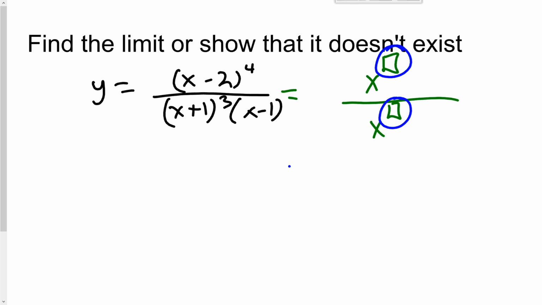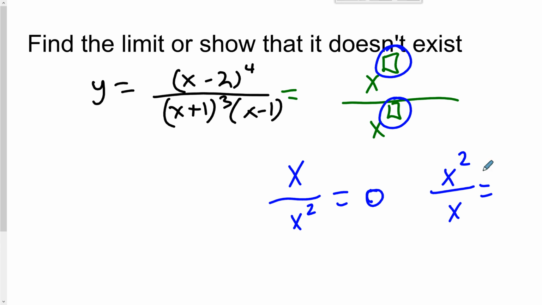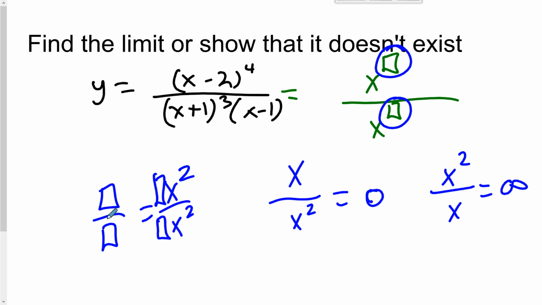And then if you have x on top with a bigger x on bottom, that means it's going to go to 0. And if you have the bigger x on top and a smaller x on bottom, that means you're going to go to infinity. And if they're the same, that means it's going to go to the lead coefficients divided by each other. So go ahead and try it yourself.